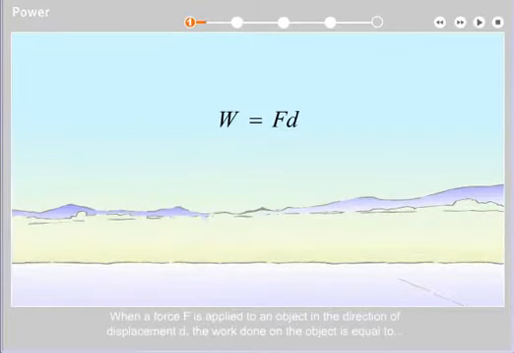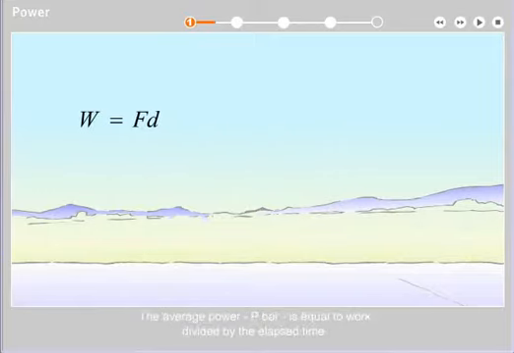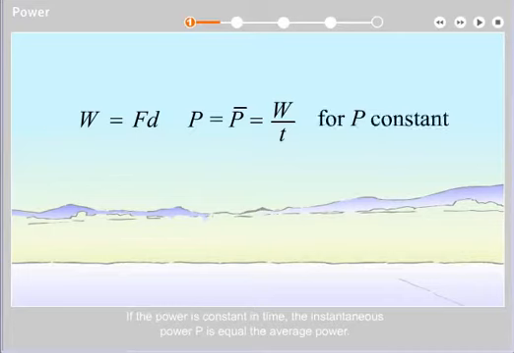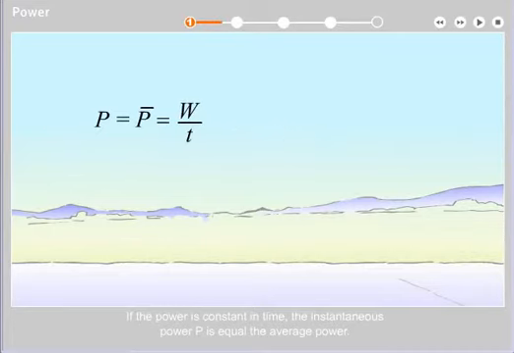When a force F is applied to an object in the direction of displacement d, the work done on the object is equal to the magnitude of the force F times the magnitude of the displacement d. The average power, P bar, is equal to work divided by the elapsed time. If the power is constant in time, the instantaneous power P is equal to the average power.